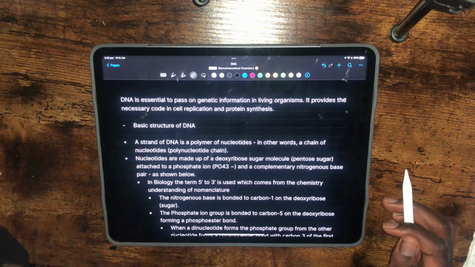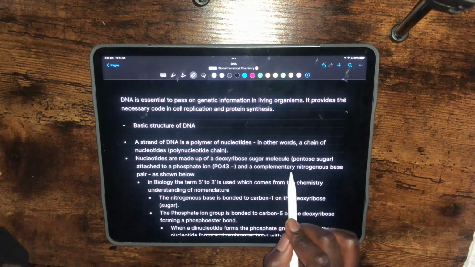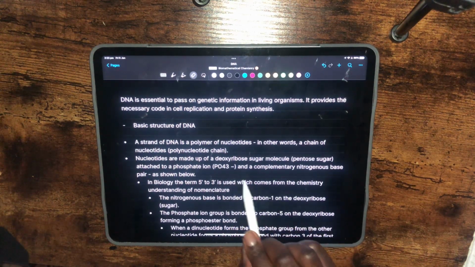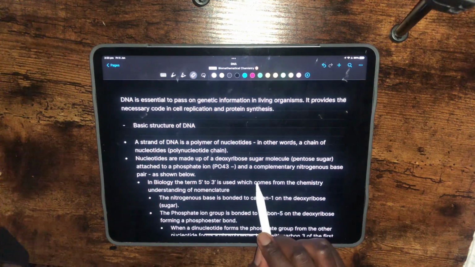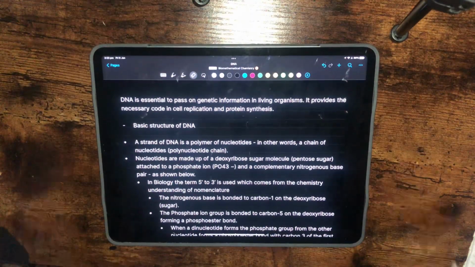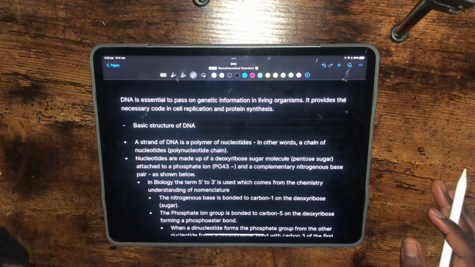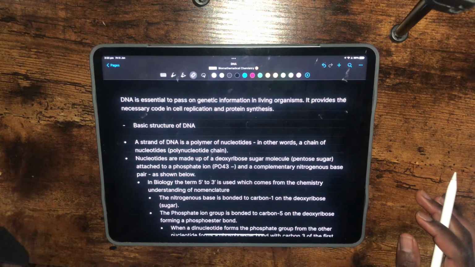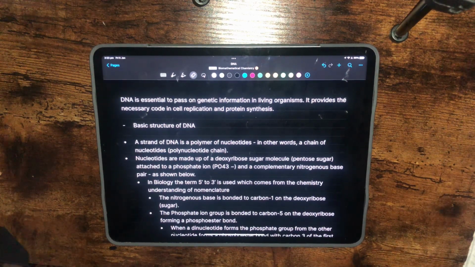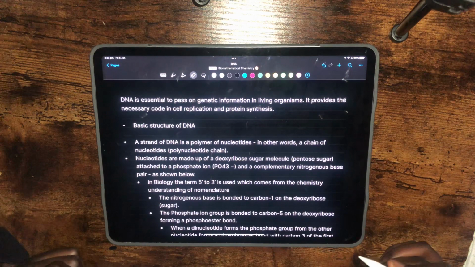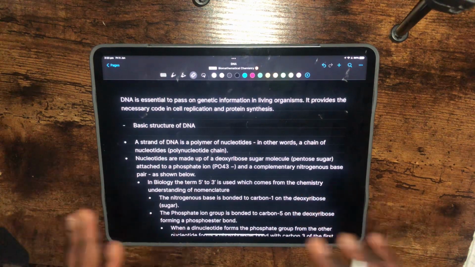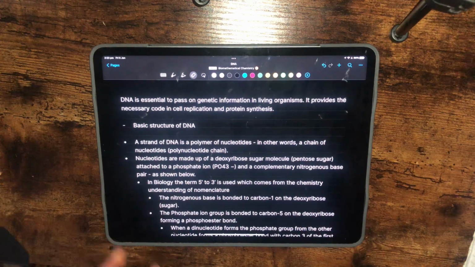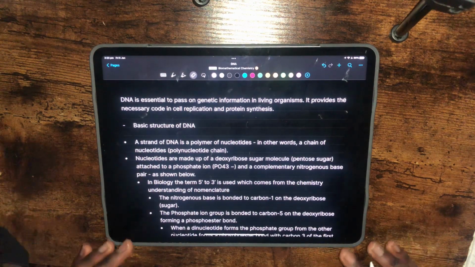So, a nucleotide is made up of a deoxyribose sugar molecule attached to a phosphate ion and a complementary nitrogenous base, as shown below. If you couldn't imagine in your head, for someone that doesn't do biology, what this structure would look like, a deoxyribose sugar that's bonded to both a phosphate ion and a nitrogenous base, I'll show you an example below so you can understand what I'm trying to say. I can understand how saying all these words together makes it hard for you to click how that structure would look. Don't worry, I've got an example for you.